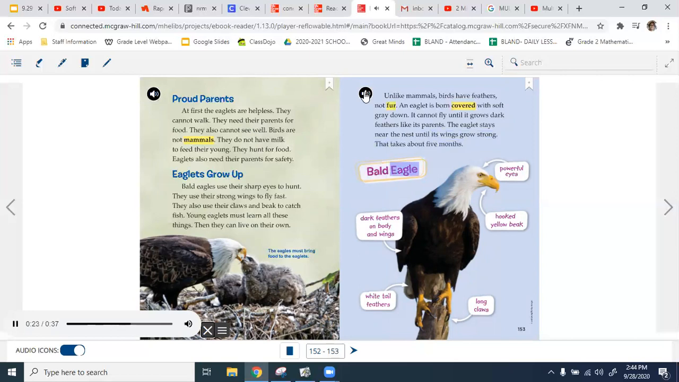Diagram, bald eagle. Diagram labels, powerful eyes. Dark feathers on body and wings. Hooked yellow beak. White tail feathers. Long claws.